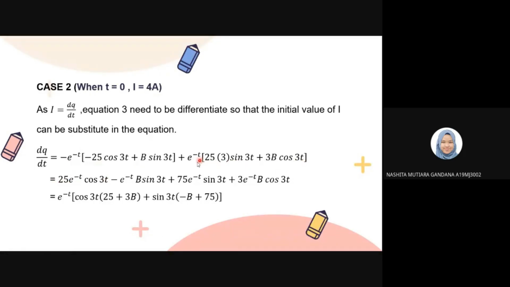Next, we expand the value of negative e to the power of negative t, and we will get this. And finally, we will get e to the power of negative t, cos 3t, open bracket 25 plus 3B, plus sin 3t, open bracket negative B plus 75.